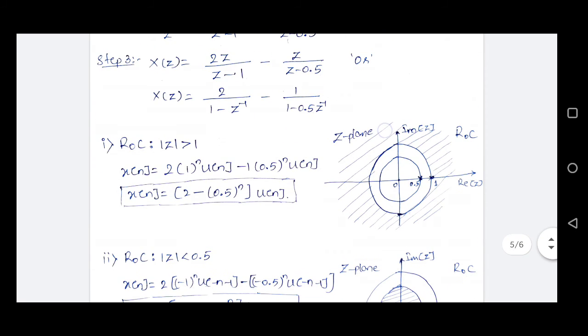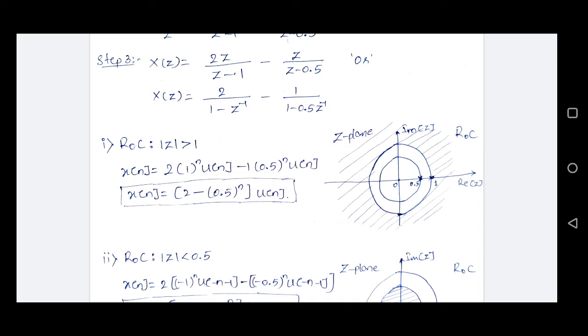So 2 divided by (1 minus z^-1) will be represented as 2, the multiplying factor of the residue A, times 1^n u[n], minus the second term, 1 multiplied by 0.5^n u[n], because for this region of convergence the sequence is a right-sided sequence. Taking u[n] common, the discrete time sequence x[n] can be rewritten as (2 minus 0.5^n) multiplied by u[n].